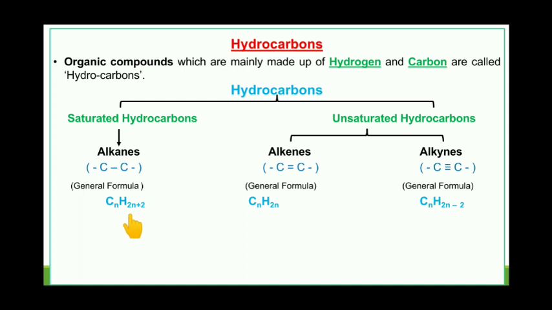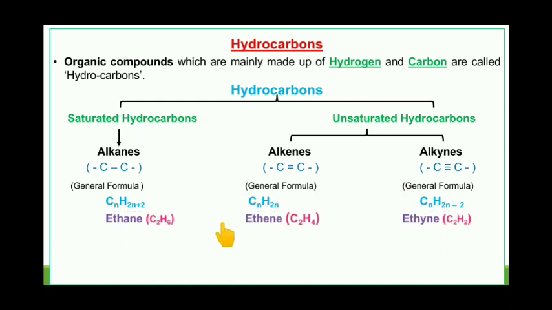There is a trick. The alkanes formula is CnH2n+2. If you remove 2 from this formula, you get the formula for alkenes. It is CnH2n. Now further, if you subtract 2 from this formula, you will get the formula for alkynes, CnH2n-2. I hope it is easy to remember. Now let us see examples of these three types of hydrocarbons.